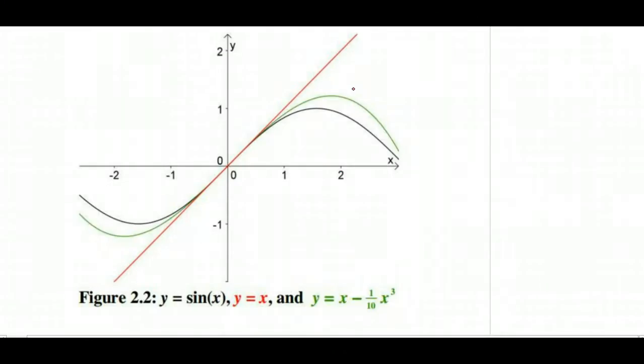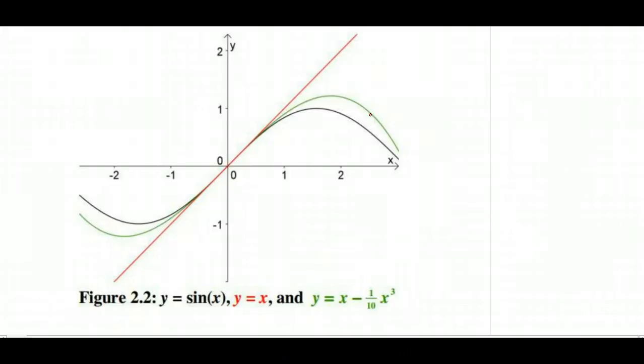Alright, so now how about this one? The black graph is again the sine function, the red line is y equals x, and what if I try y equals x minus 1/10 x cubed? So the previous one was just x minus x cubed. Now I've added this coefficient 1/10 in front of x cubed. So this was arbitrarily chosen. I'm just kind of guessing and checking right now.